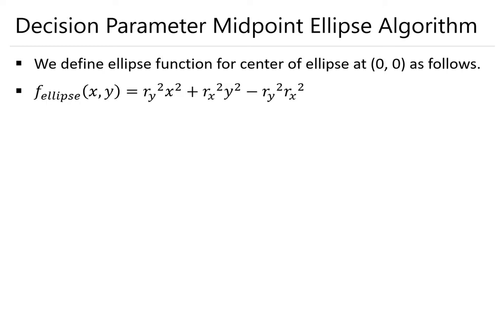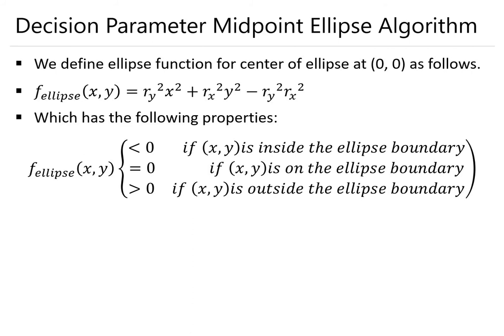This is the function for the ellipse where we have a center at (0, 0): ry squared x squared plus rx squared y squared minus ry squared rx squared, which has the following properties. The ellipse function of x, y is less than 0 if (x, y) is inside the ellipse boundary, and the function will be equal to 0 if (x, y) is on the ellipse boundary.